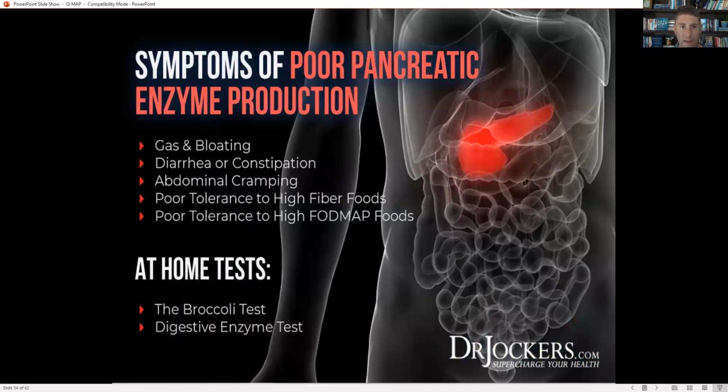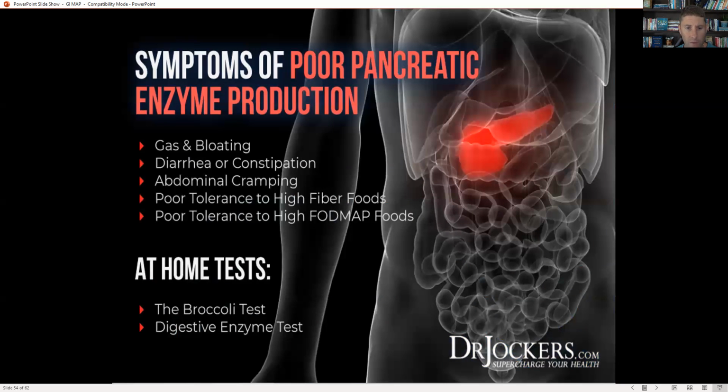Symptoms of poor pancreatic enzyme production: gas and bloating, diarrhea, constipation, abnormal cramping, poor tolerance, particularly to high fiber foods and high FODMAP foods. So like broccoli, cauliflower, things like that. Or if you eat a sweet potato and you're just noticing that you feel worse, you have constipation, cramping, things like that could be a sign of poor pancreatic enzyme production.